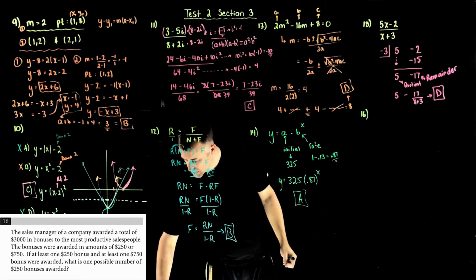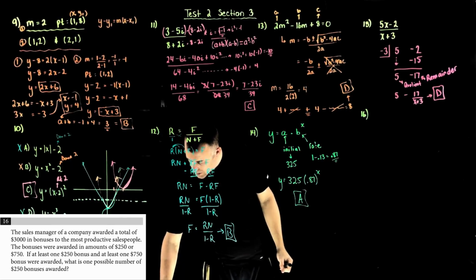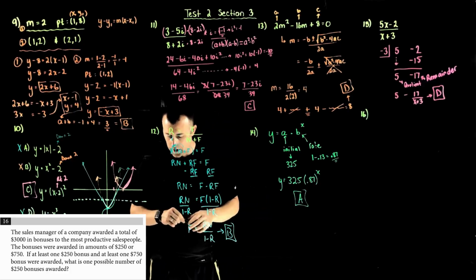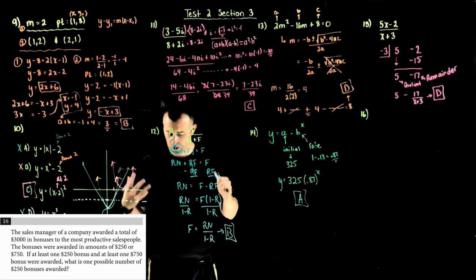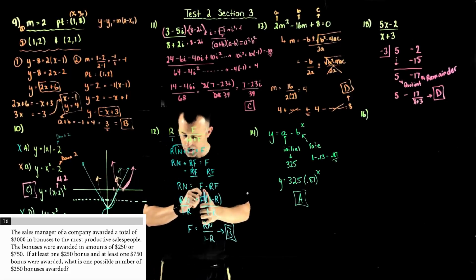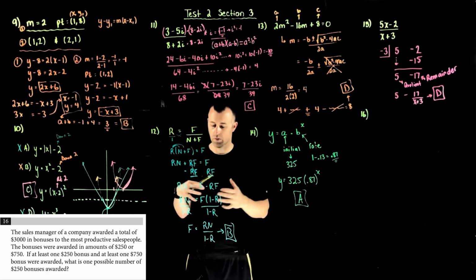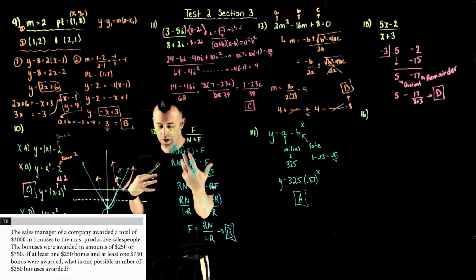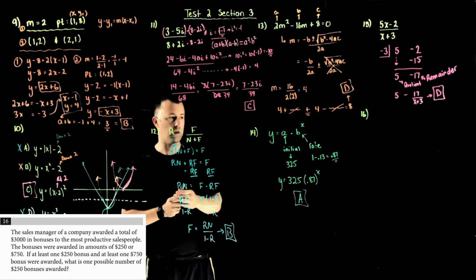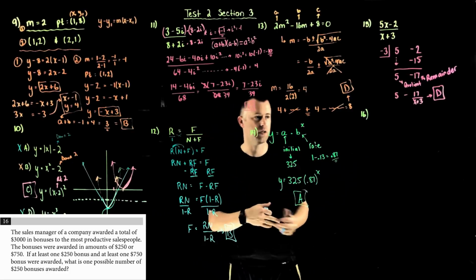And that brings us to number 16, the last one for this video. So 16 is saying we have a sales manager of a company is awarded a total of $3,000 in bonuses to the most productive salespeople. So these bonuses were awarded in amounts of $250 or $750. So we have two rates here. We have a certain amount of people getting a $250 bonus, and a certain amount of people getting a $750 bonus.